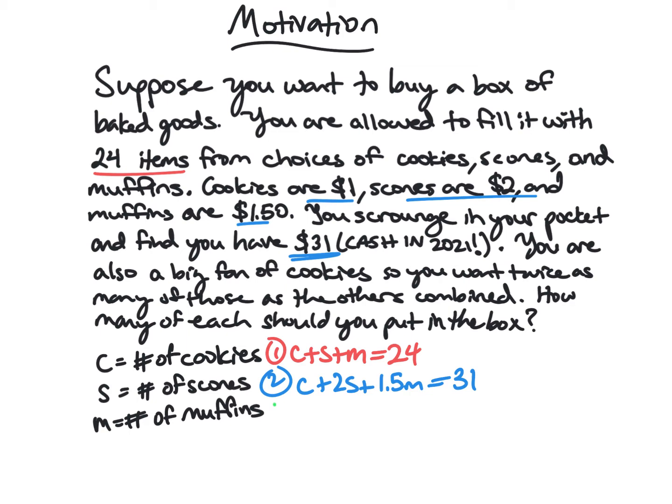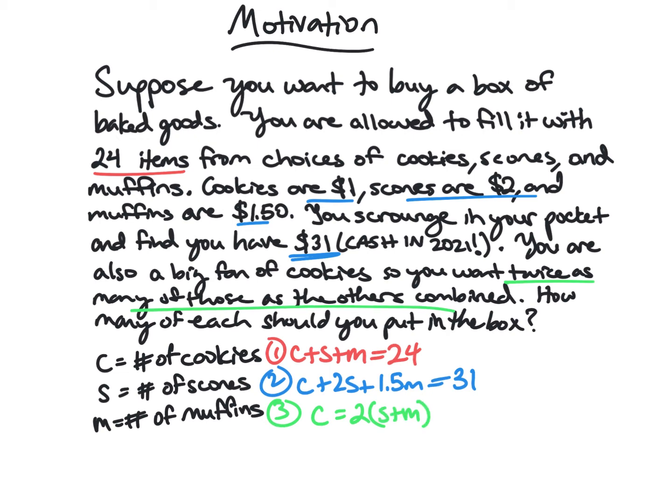And then finally, we know we like cookies. Who doesn't? And so we want twice as many of these as the others combined. So how do we write that? Well, that means our cookies, this is 2 times twice as many as the others combined. So that's just going to be the sum of the other 2.